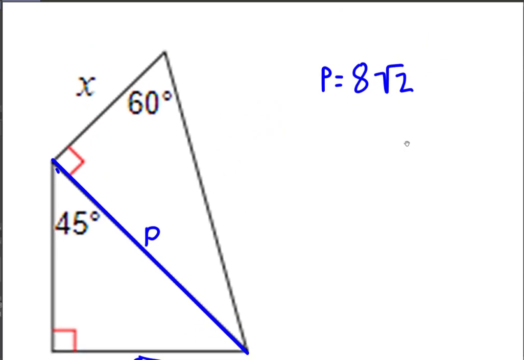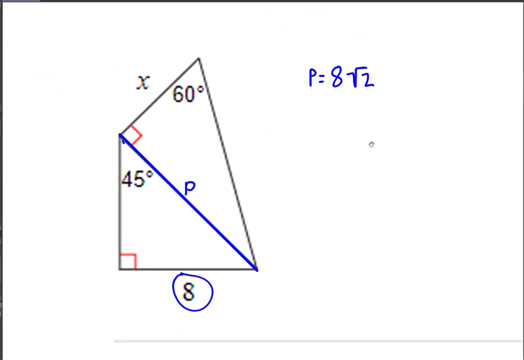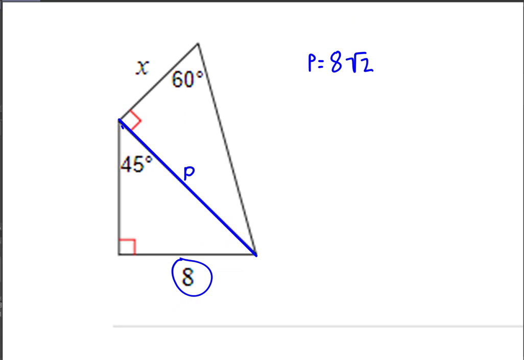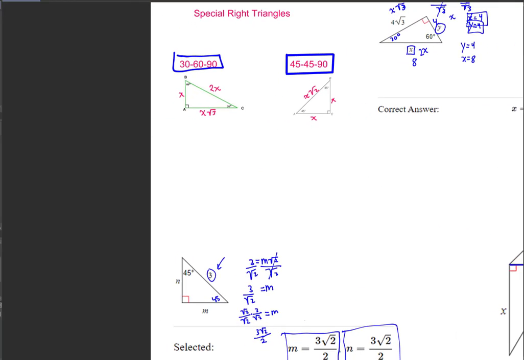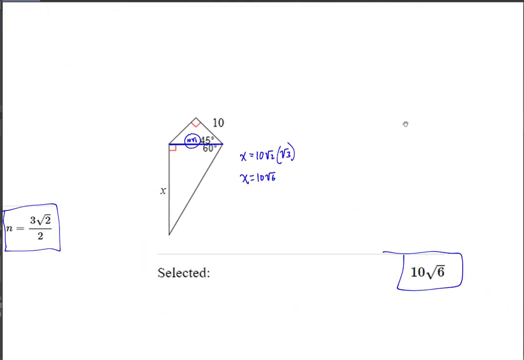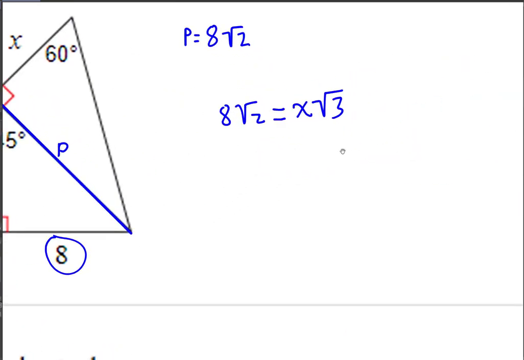So now what do I do with the 8 square roots of 2? Well, I know that 8 square roots of 2 was equal to this side here, but they want to know this side here. So really, I have to set 8 square roots of 2 equal to whatever this P should be in terms of X. So that's going to be X square roots of 3, right? Because X square roots of 3 is this length here, which is also my P length. Does that make sense? And we get that from this formula right here. So I set those two equal to one another. Now I'm going to solve for X.